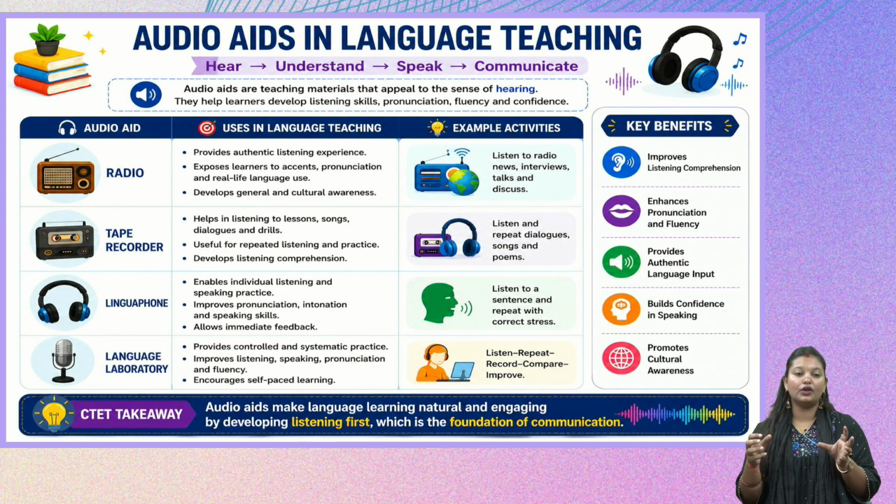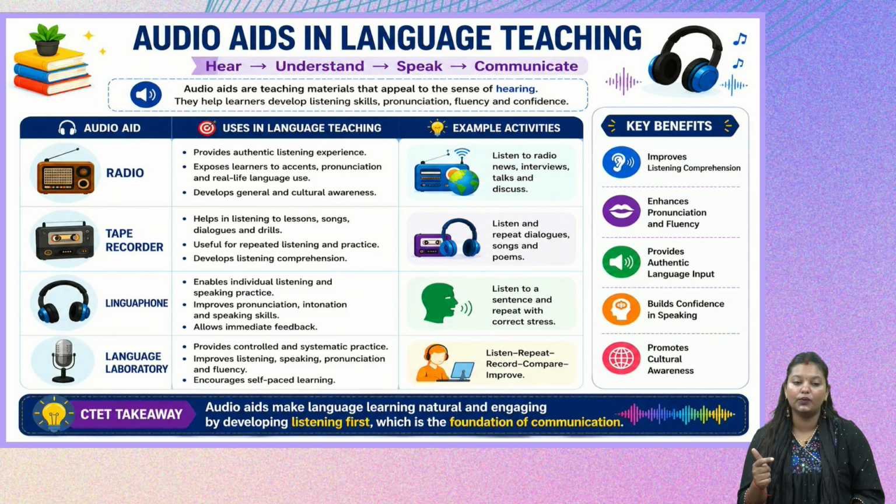When it comes to a tape recorder, it helps in listening to songs and also dialogues, and again in a repeated manner. So it helps to develop listening comprehension. The lingua phone enables individual listening and speaking practice. So the child can listen to specific pronunciation, intonation individually, and it will also give you an immediate feedback. When it comes to the language lab, it is a controlled and systematic practice in order to improve your language skills.